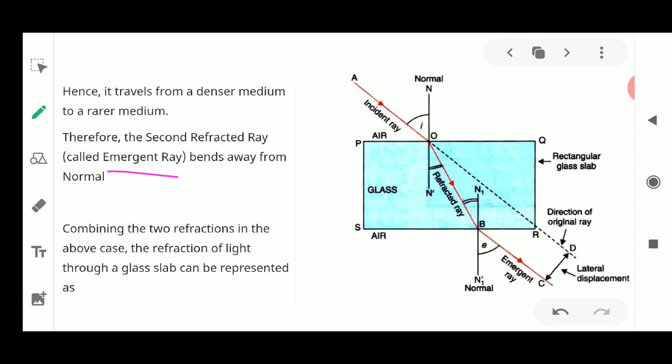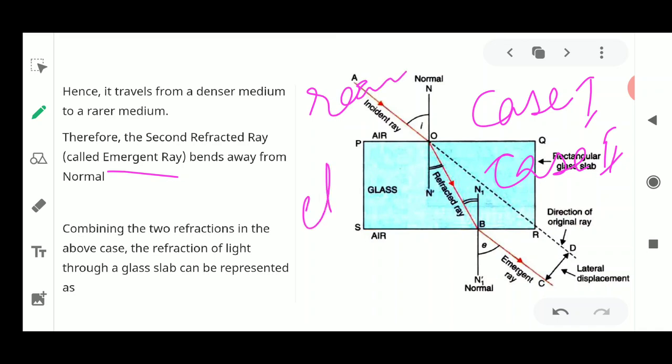I'll tell you using this diagram which is drawn here, which is showing the refraction. This is the combination of case first and case second. So what was case first? Where the light ray travels from the rarer medium to the denser medium. Here the rarer medium is the air and the denser medium is the glass. So half of the concept is very clear. Now I'll tell you about the emergent ray.